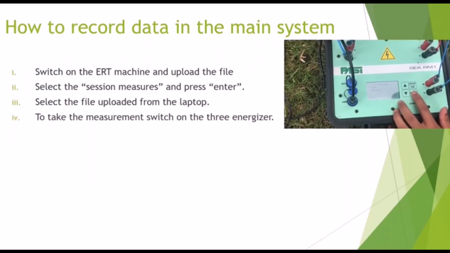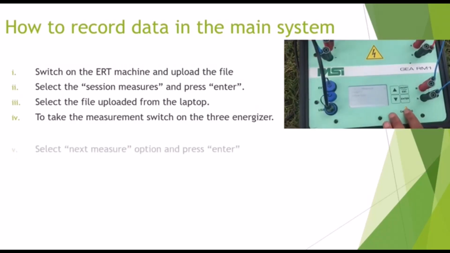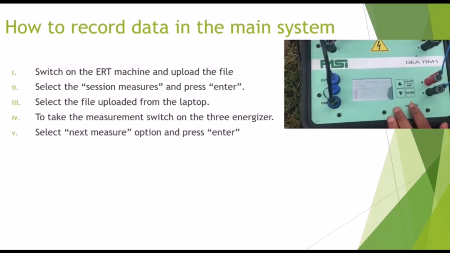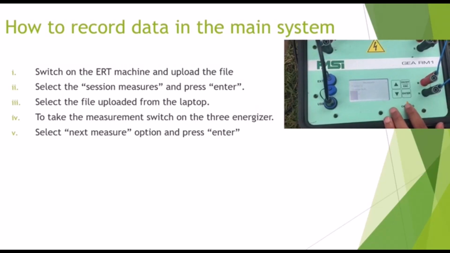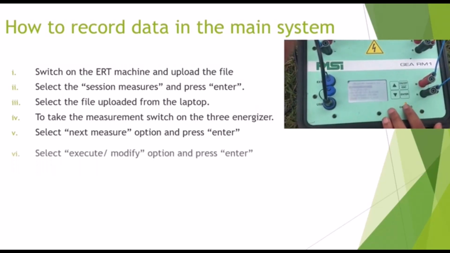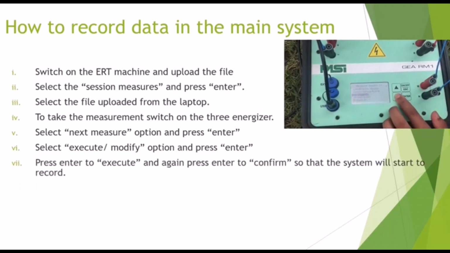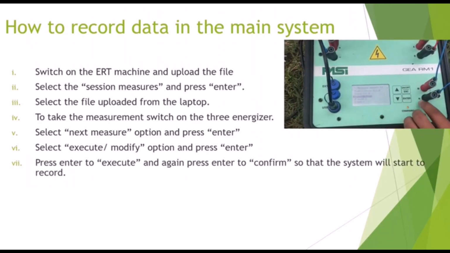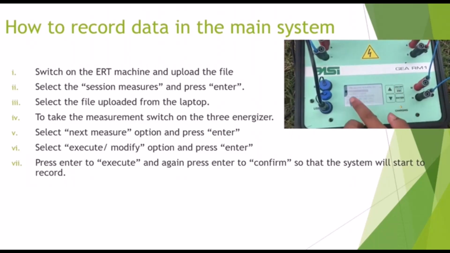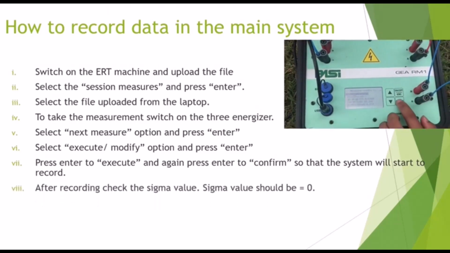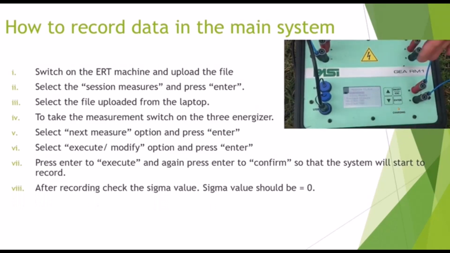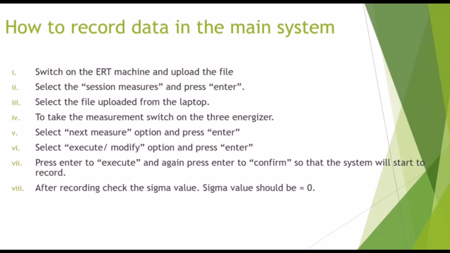To take the measurement, we have to switch on the tree energizer. After that, we have to select the next measure option and press enter, and then select the execute and modify option and press enter. Press enter to execute and again press enter to confirm, so that the system will start to record. After recording, we have to check the sigma value. If we get a sigma value equal to 0, then we have to select the accept measures option and press enter.